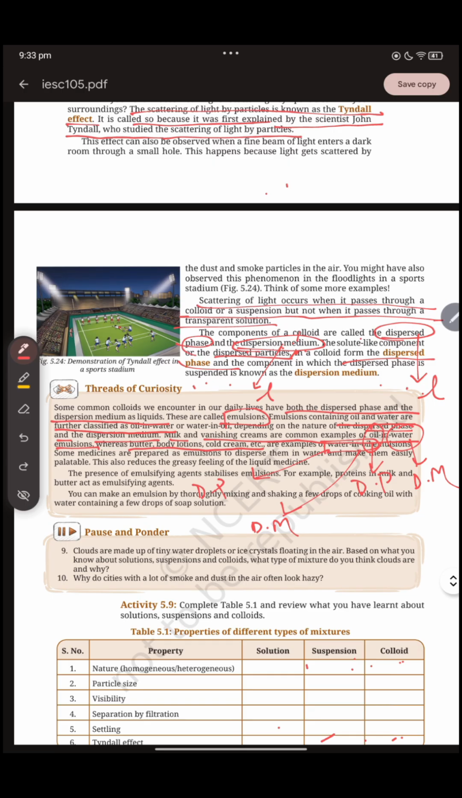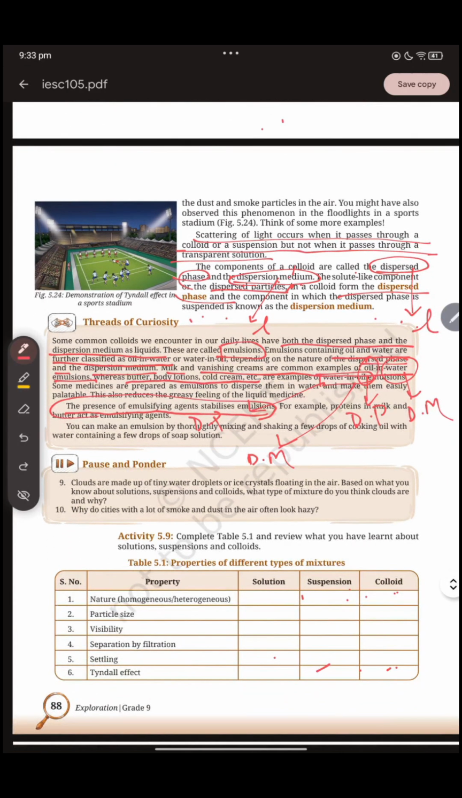Okay, so some medicines are prepared as emulsion to disperse them in water and make them easily palatable. This also reduces the greasy feeling of the liquid medicine. The presence of emulsifying agents stabilizes emulsions. That is, emulsions are at times stabilized by adding an emulsifying agent. Protein in milk and butter acts as an emulsifying agent, right?